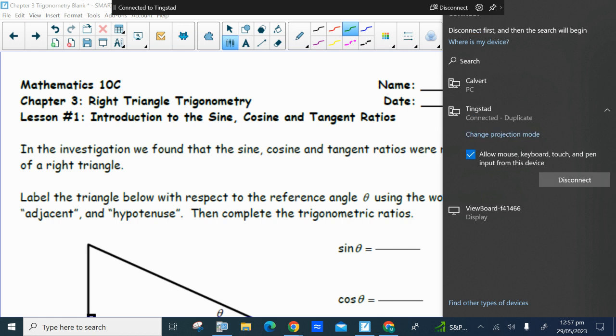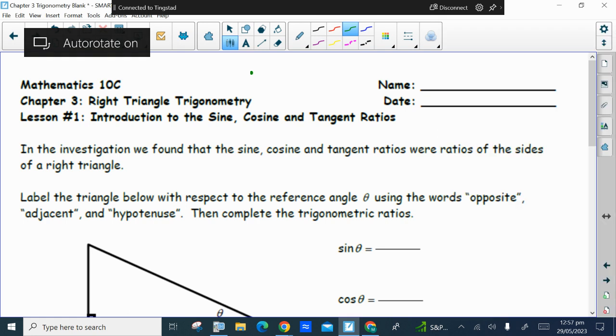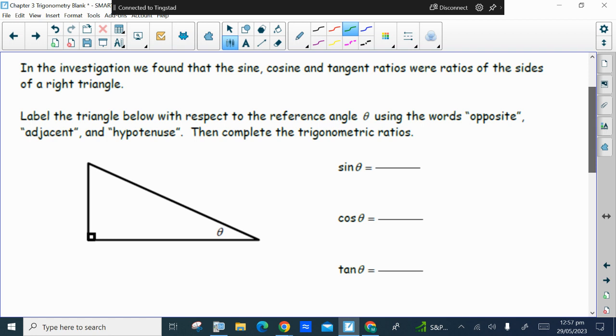Okay, so we saw that those ratios come from the right triangle. So we always start by labeling the sides of the triangle. The hypotenuse is always the side across from the right angle. That never changes. This theta here tells us that that's the angle that we're working from or with. The side across from that is the opposite. The third side is the adjacent side. So this is what we're always going to do.